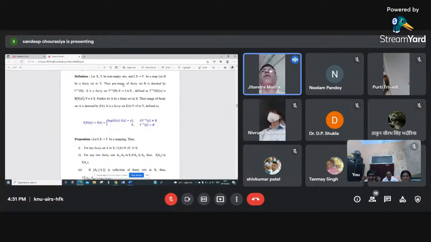Now, suppose I am mapping from the set capital X to capital Y, and A is a fuzzy set on capital X and B is a fuzzy set on capital Y. So, if B is a fuzzy set on capital Y, its inverse image is denoted by S inverse B, and S inverse B is a fuzzy set on capital X. The definition is given in this.